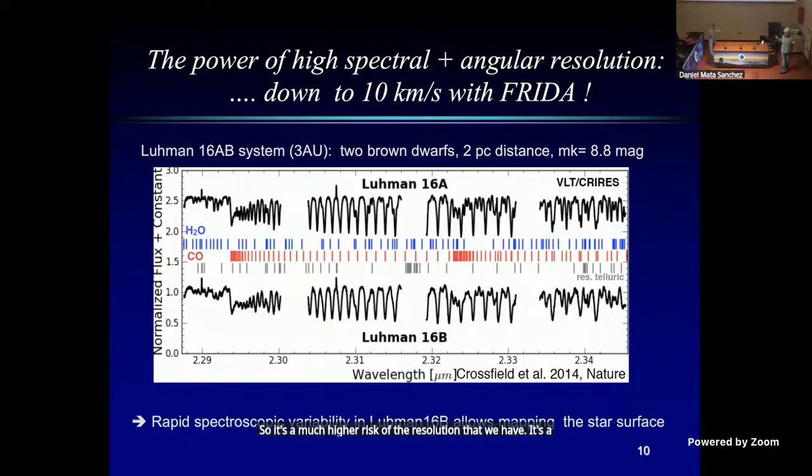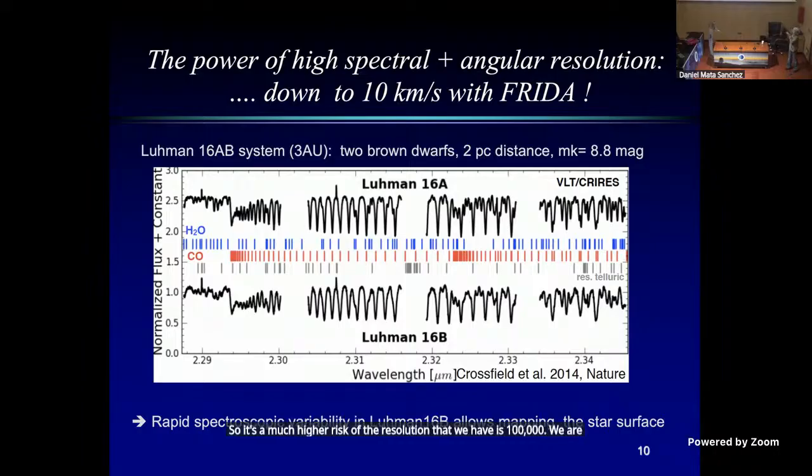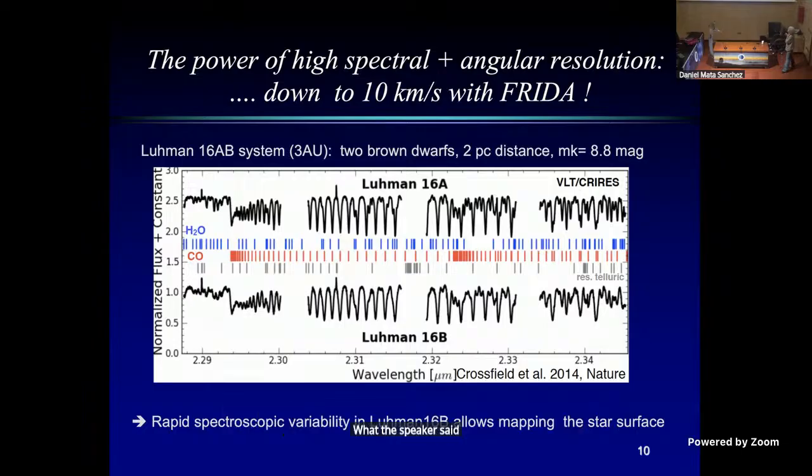They have 100,000. We are at 10 kilometers per second. They get down to 3 kilometers per second, even less than 3 kilometers per second. So the quality of the spectra in the infrared, only the K-band here, something around the K-band, well, it speaks by itself, polar lines. And they could do that.